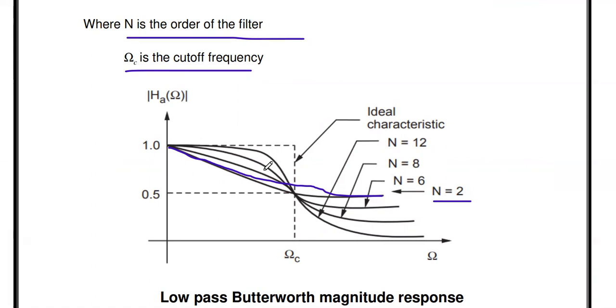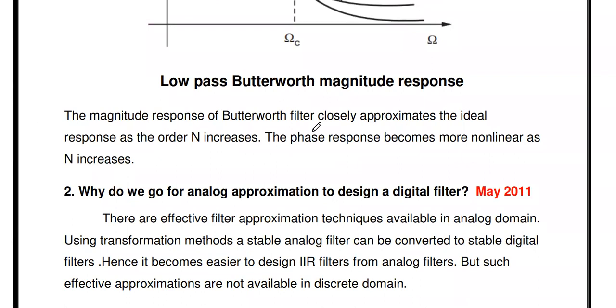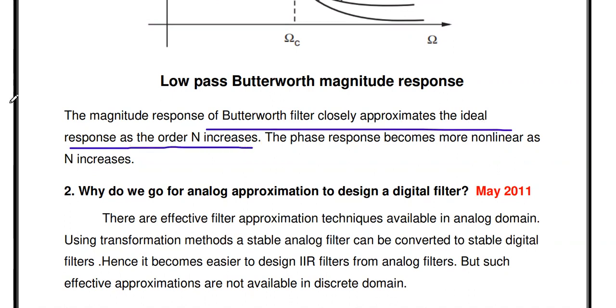So when we increase the N value, we can get the ideal characteristics. The magnitude response of Butterworth filter closely approximates the ideal response as the order increases. Then the phase response becomes more nonlinear as N increases. Phase response becomes more nonlinear if the order N increases.